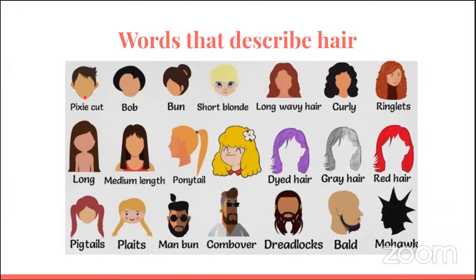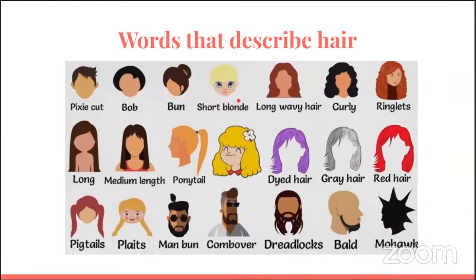The first word is the pixie cut. The pixie cut is a cut like we call here a male cut, right? This is the pixie cut, very short hair. Bob is like Dora the Explorer, as we can see here, right? That's bob. A bun is a type in which we put our hair back. Nurses use a bun.